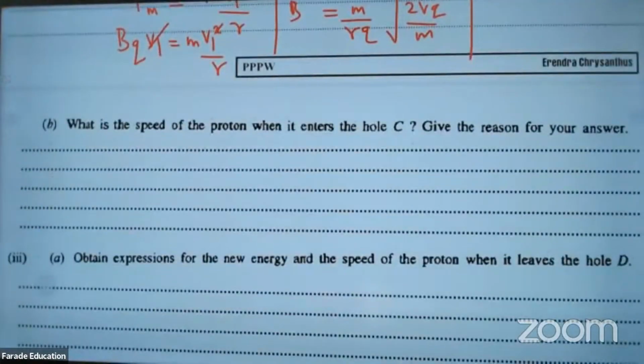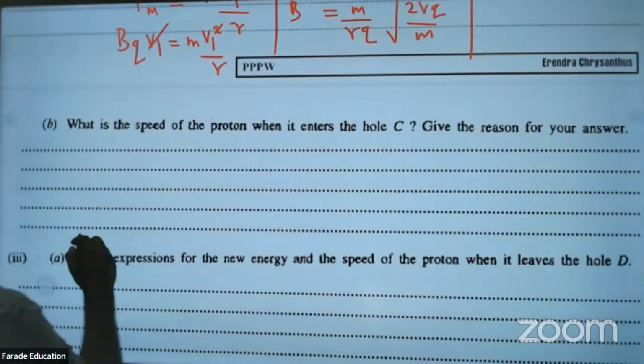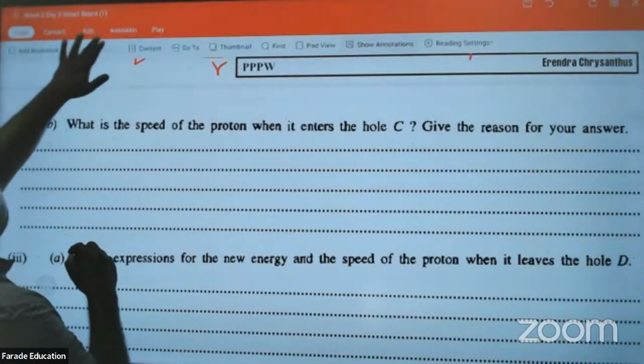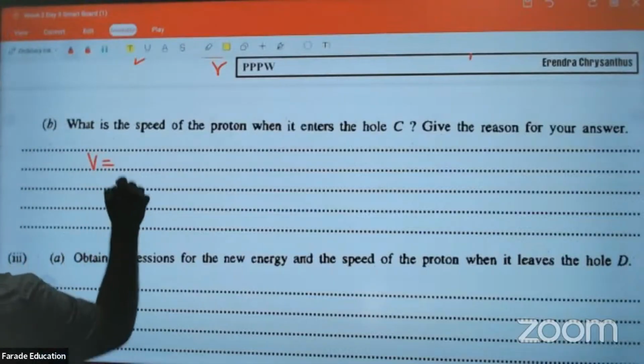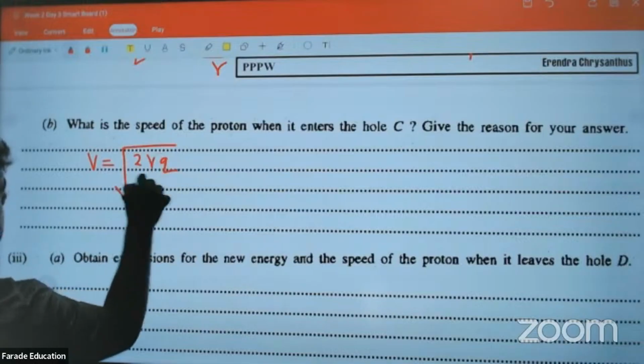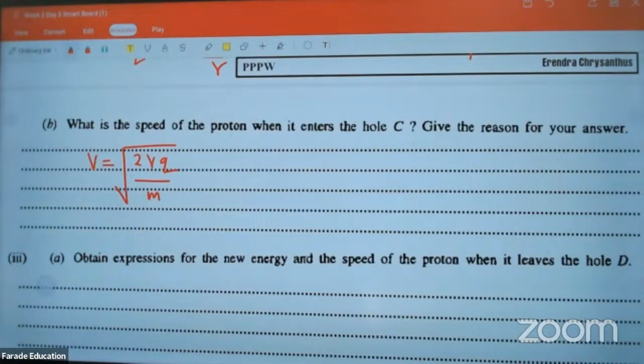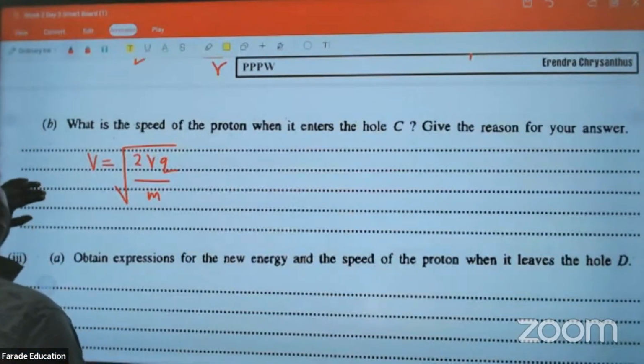What is the speed of the proton when it enters the hole C? Give reasons for your answer. So what can you say about the speed? Speed will be the same, no? The square root of 2VQ over m. The speed will be the same because it is traveling in a circular path.